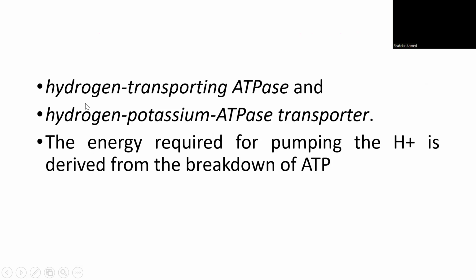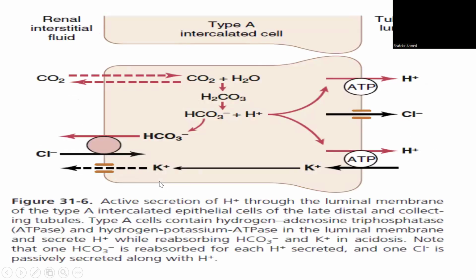What is the name of the transporter? Hydrogen-transporting ATPase, and hydrogen-potassium ATPase transporter. The energy required for pumping hydrogen ion is derived from breakdown of ATP. This is the hydrogen ATPase, hydrogen ion pump. This is the hydrogen-potassium pump. The hydrogen ion is secreted by consuming ATP.